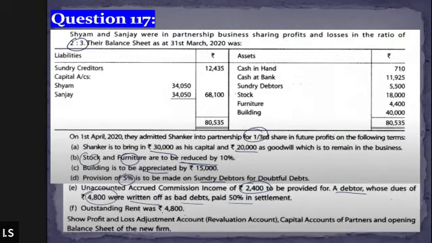Then the last point in the question says that there is an outstanding rent of 4,800. All right. Outstanding rent is obviously, it will be recorded in the balance sheet as well as on the debit side of the revaluation account. So this is the question.